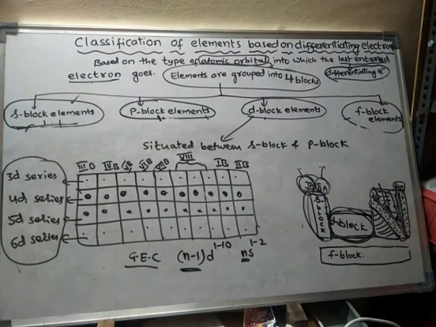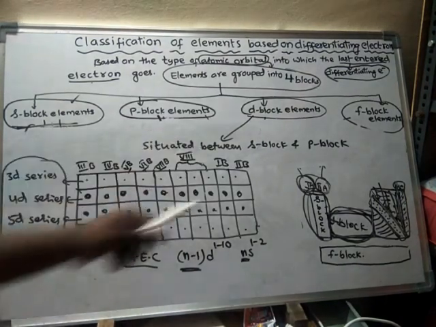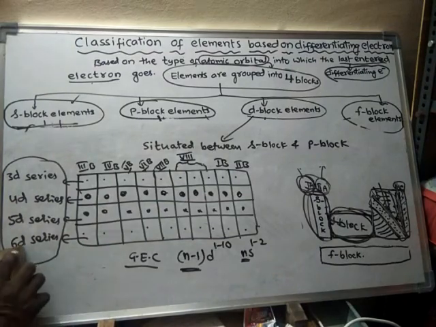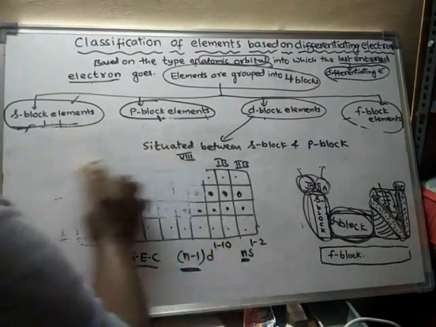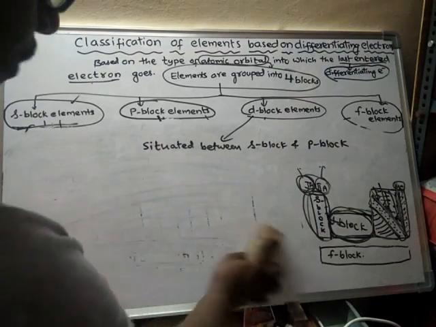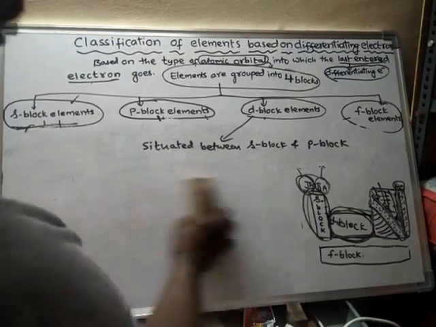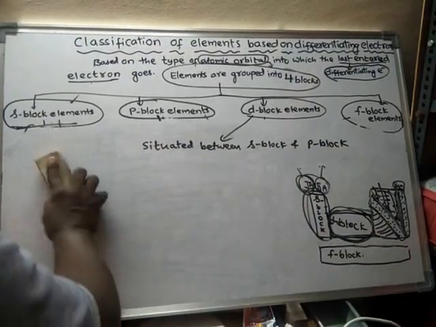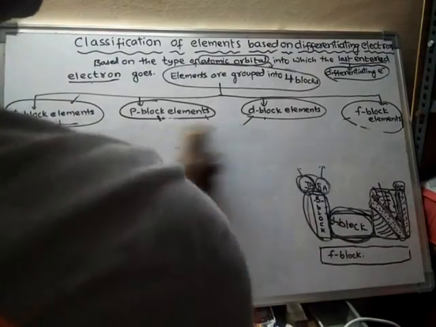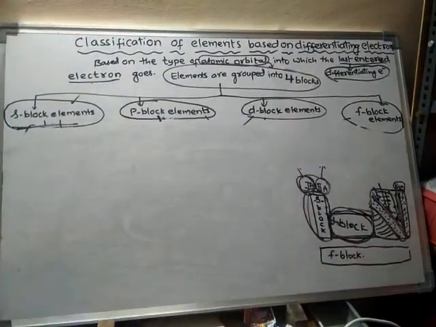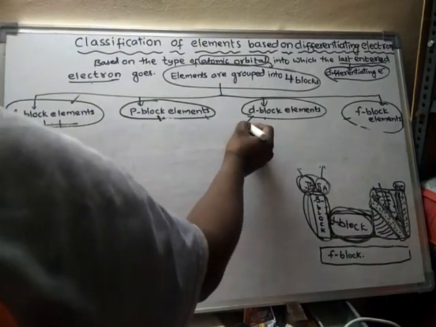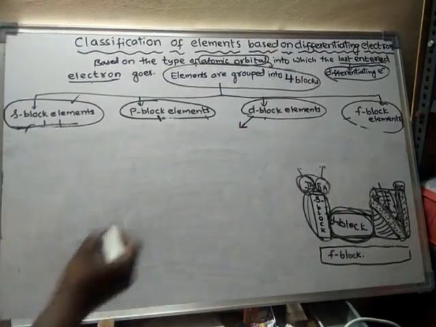Right. Now let us see the general characteristics of D block elements, so I'm rubbing this off. All the D block elements are classified into 4 series: 3D, 4D, 5D, and 6D series. Each series contains 10 elements. So there are 4 series, altogether 40 D block elements present in the periodic table.